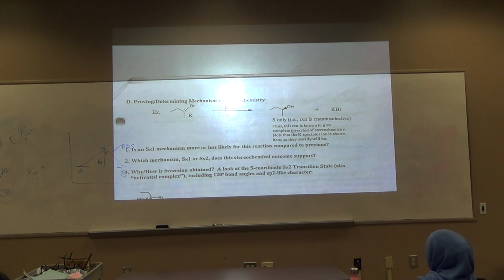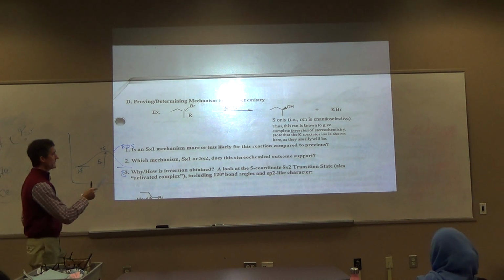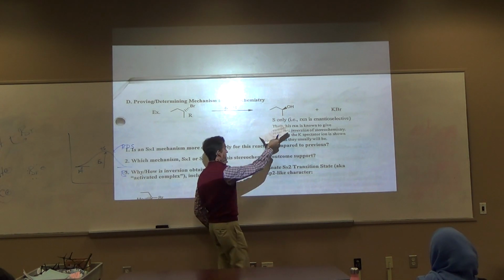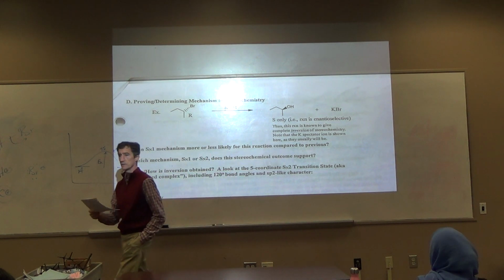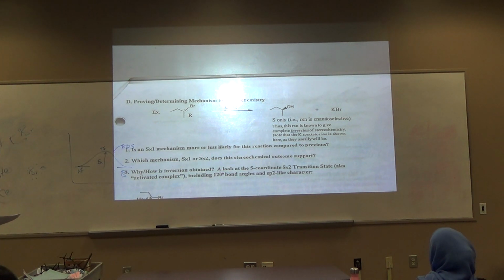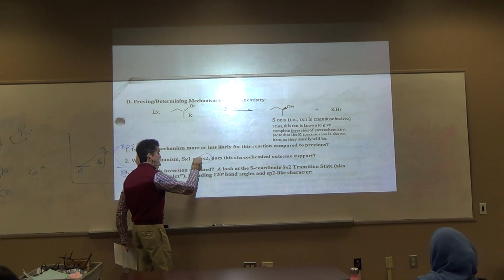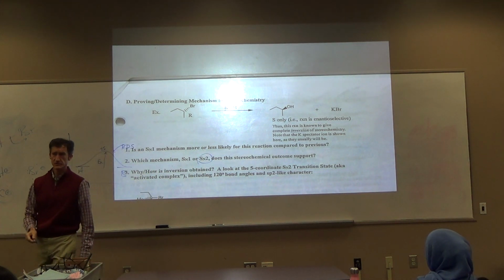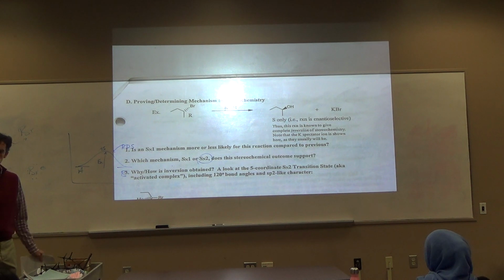Let's get to a better question. Which mechanism does this stereochemical outcome support? SN2. Because when you do this reaction, you know you get S. You can tell that by maybe polarimetry. Yes, SN2. Why? Because SN2 we know occurs backside, and backside is going to lead to what? It will lead to inversion.